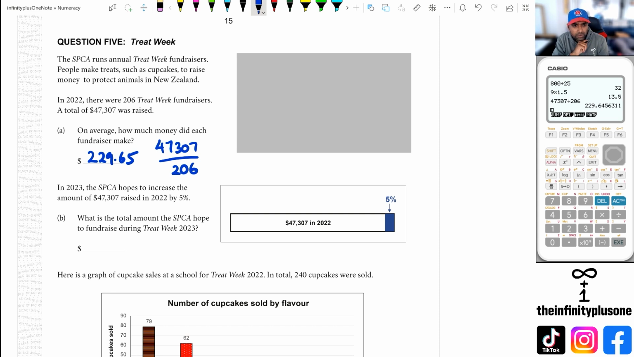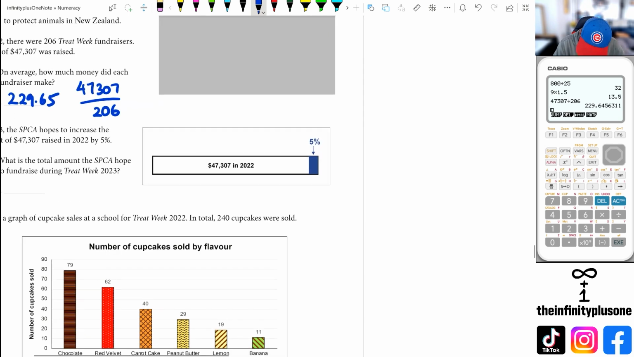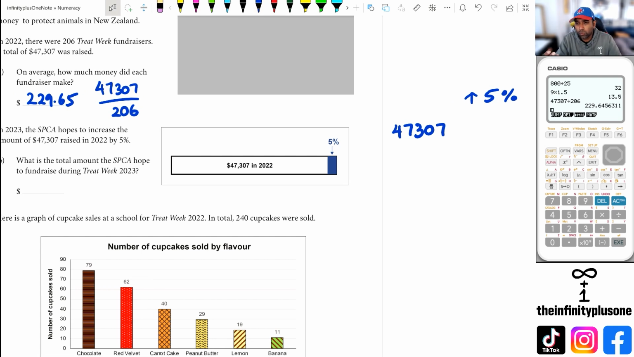Question B, we've got 47,000 raised in 2022. They want to increase it by 5%. So what is the total amount that they want? For part B, we've got 47,307, and they want to increase it by 5%. Now, a couple of ways of doing this. First, we can work out what 5% of 47,307 is and then add it. Or you could multiply by the ratio coefficient, and I'll show you both.